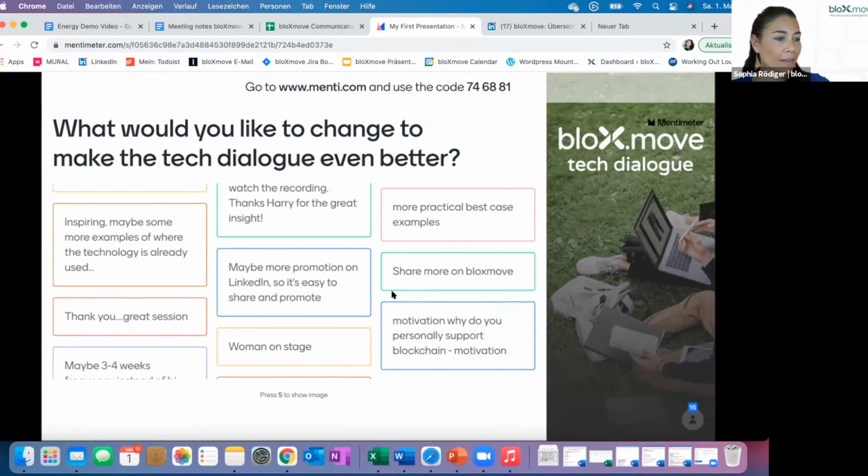As we said already, women on the stage. Asma and I are the moderation on the stage, but we will also take care of women in tech, so also a female speaker on the tech side.